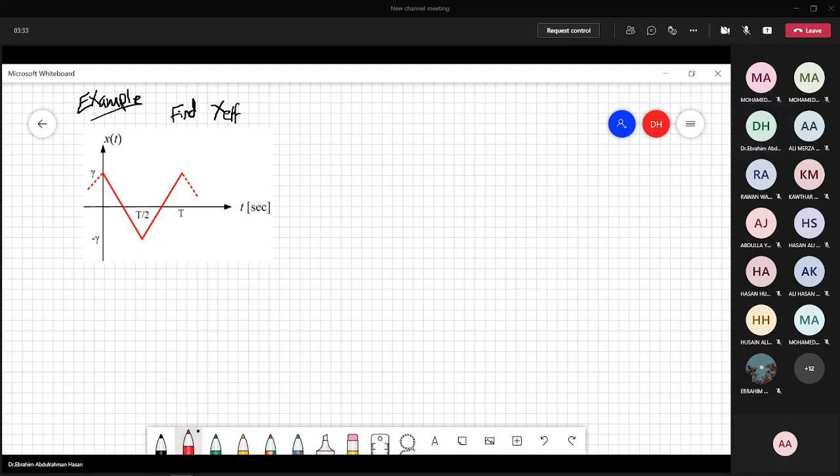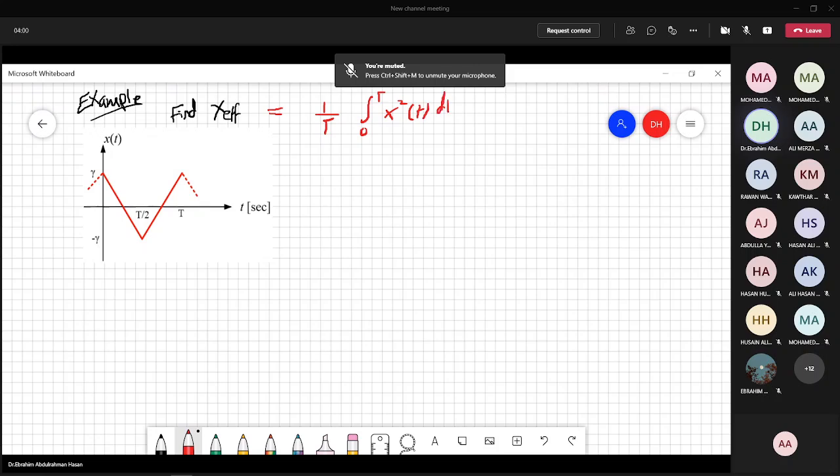We want to find x effective for this waveform x of t. Formula x effective, always remember that it is the root mean square. And root mean square is equal to the square root of 1 over T integration from 0 to T of x square t dt.